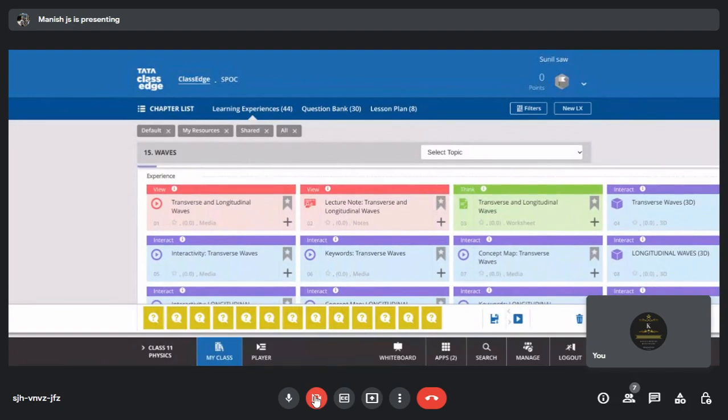So in waves, what do you mean by a wave? Before we move on to the animations, what are waves? Any particular idea? Someone tell me in your own words, no textbook definition. So what do you understand by a wave? Yes? Path traveled by a particle.